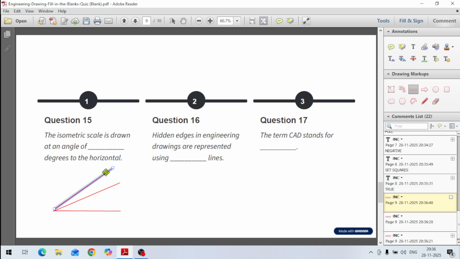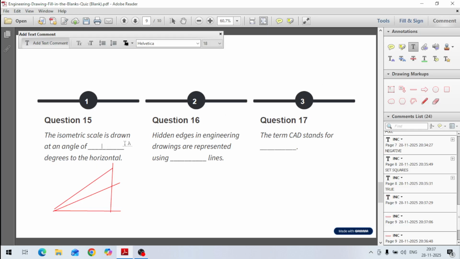Then we project. From this we drop a vertical line here. We divide this line into a number of parts and then put vertical lines like this, and this becomes the scale at 30 degree angle. So it is always 30 degrees to the horizontal. Isometric scale is drawn at an angle of 30 degree.